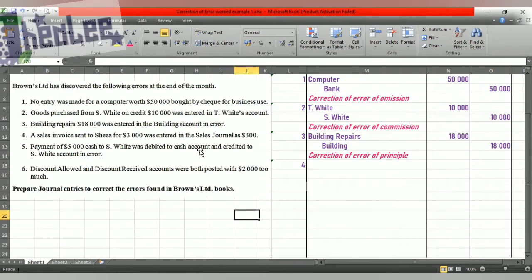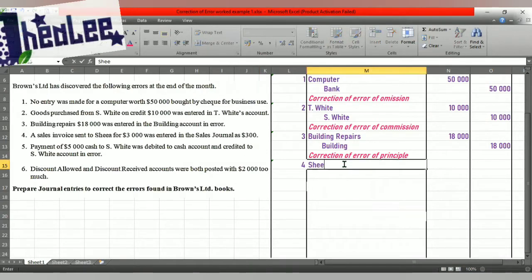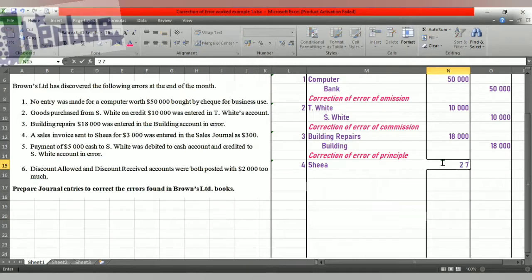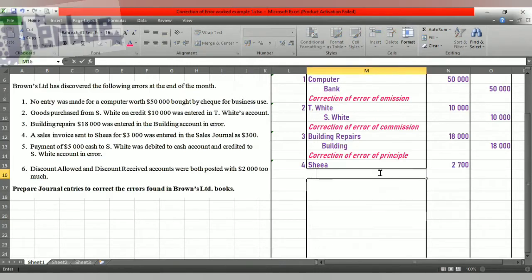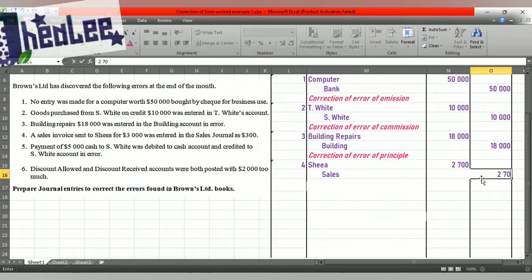Shay's account was debited and the sales account was credited. So that 2,700 would be debited to Shay's account and credited to the sales account. So we're going to debit Shay with 2,700. Remember, once there is something wrong with the figure, you have to find the difference between the two figures. And we're going to credit the sales account with the difference of 2,700. Remember, once it is undercast, the difference is placed on the same side where the original entry was placed.